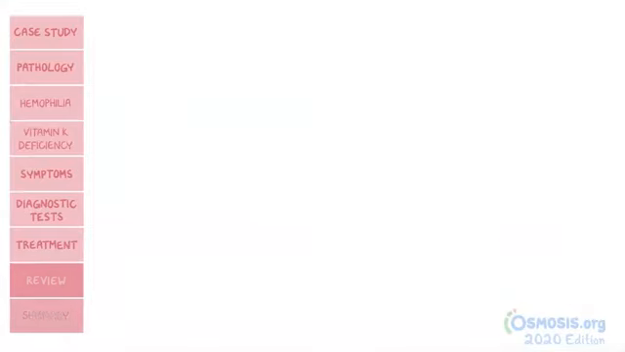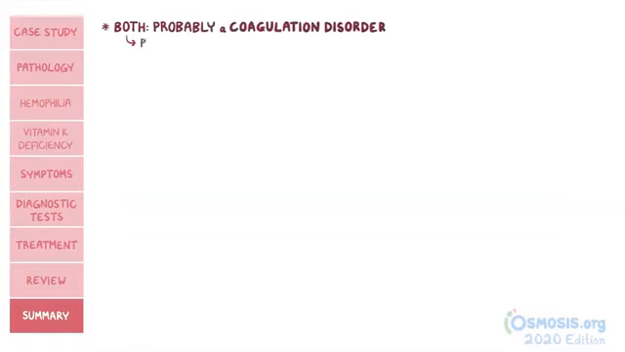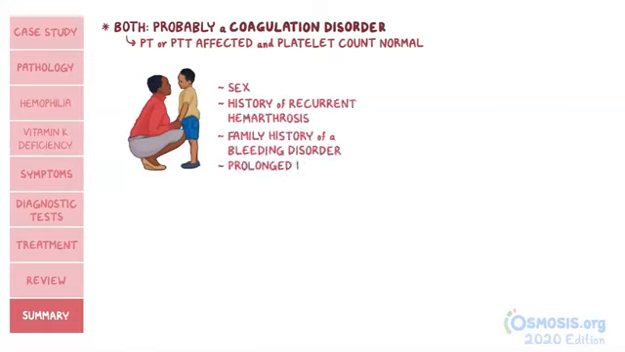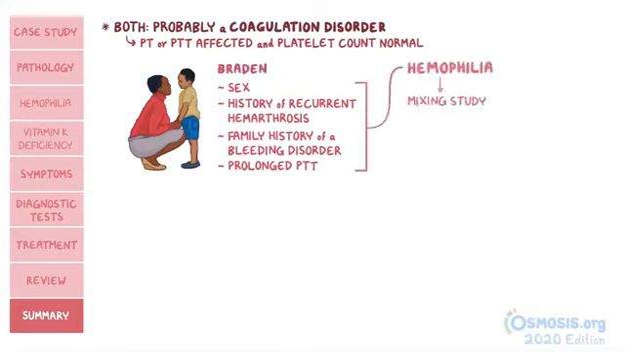Now back to the patients. Both patients have a bleeding disorder and most probably a coagulation disorder, since PT or PTT are affected and platelet count is normal. Due to his sex, history of recurrent hemarthrosis, family history of a bleeding disorder, and prolonged PTT, Braden probably has hemophilia.